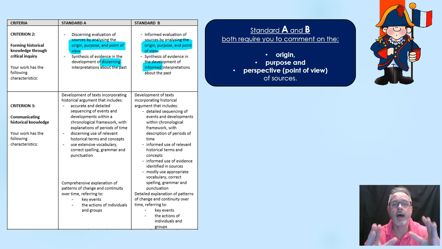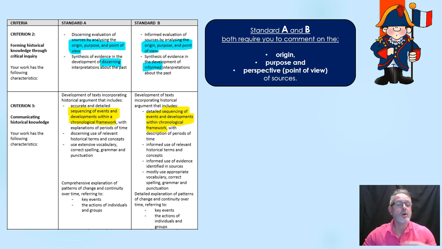So, to get an A or a B, when you're talking about sources, make a point of exploring the origin of the source, where it came from, the reasons that source was created, if you can determine that, what it's trying to achieve, its purpose, or its perspective, the point of view that an artist, a writer, has brought with it. Okay, what point of view is coming through in the sources?